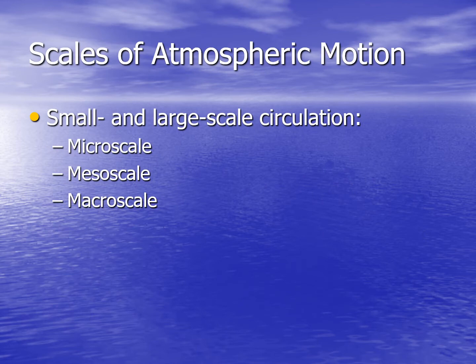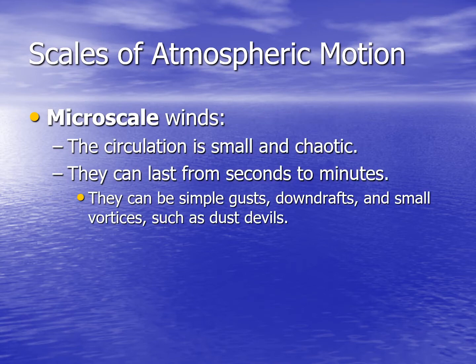So we can distinguish between three different scales of circulation. You've got the micro scale, the meso scale, which of course is going to be in between, and then the macro scale. So micro scale winds are very small and localized. They do tend to be chaotic. They can last from just a few seconds to a few minutes. It could just simply be gusts of wind, downdrafts within a thunderstorm, or even dust devils.